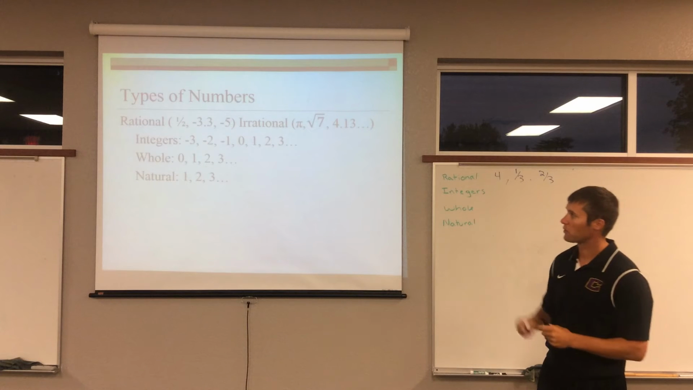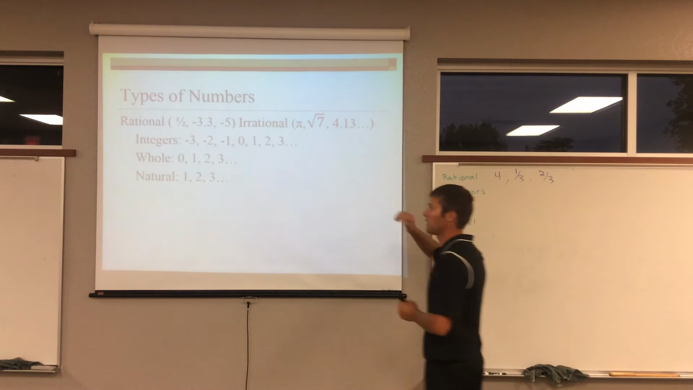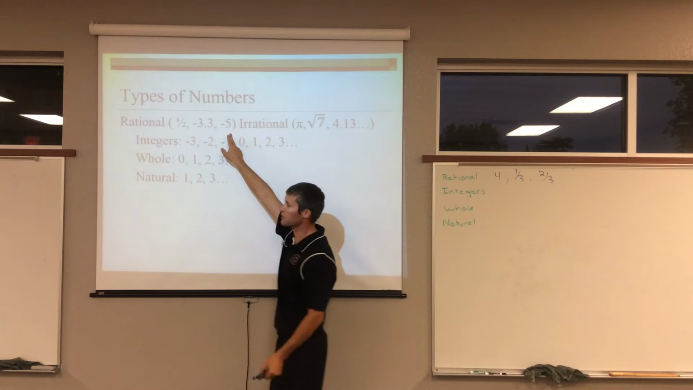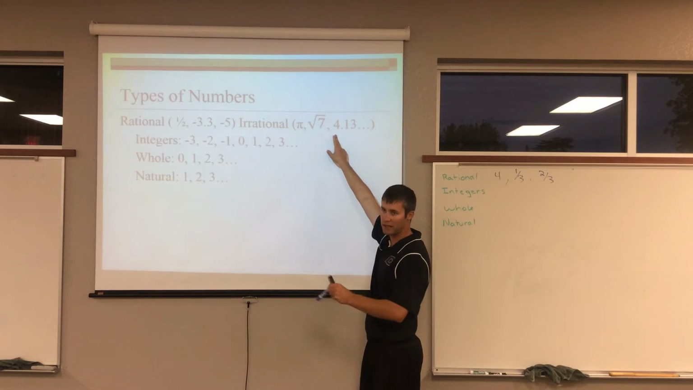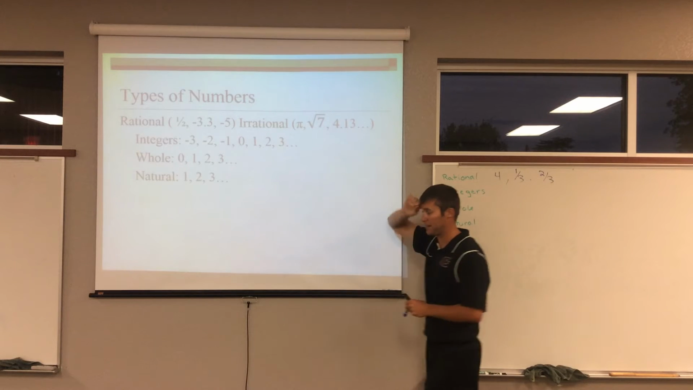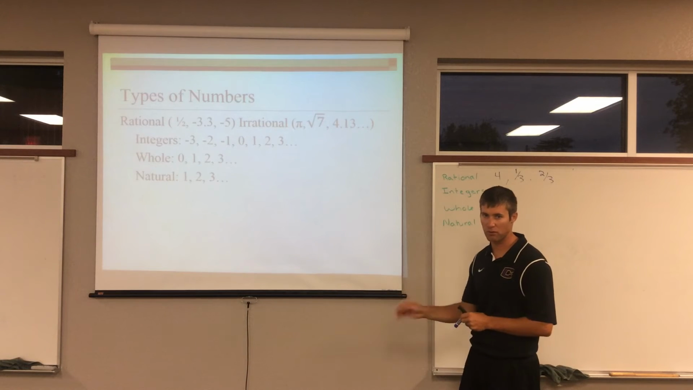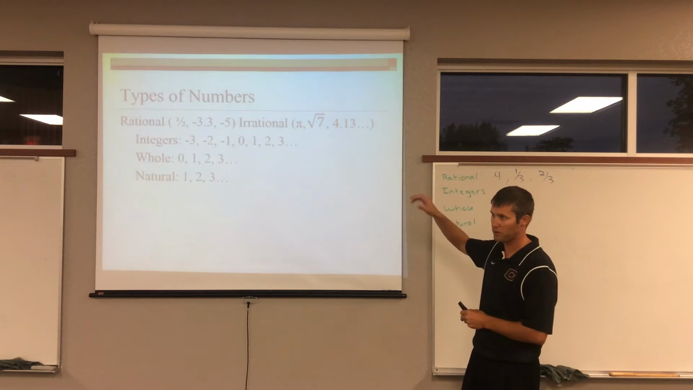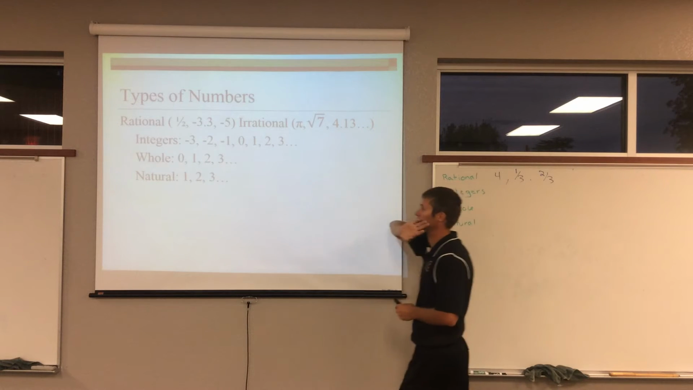So I want you to take note of this. Rational numbers are anything that's a fraction. Irrational numbers don't repeat themselves. It's 4.13 and never repeats itself. It's not 4.13, 4.13, or 4.131313, because that could be written as a fraction.